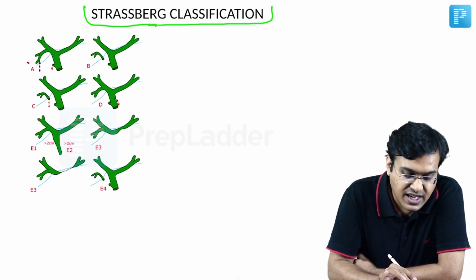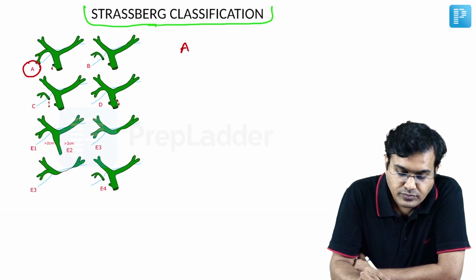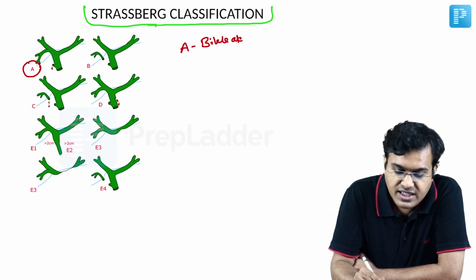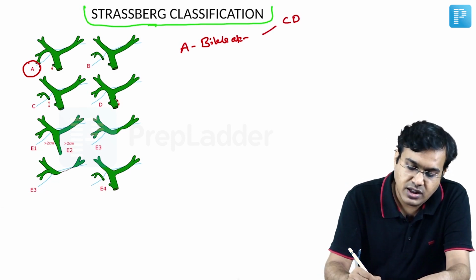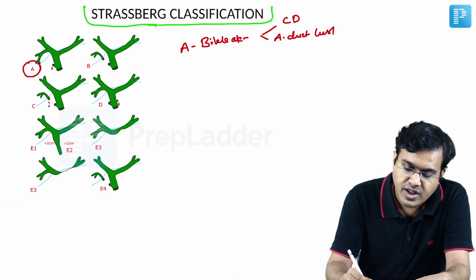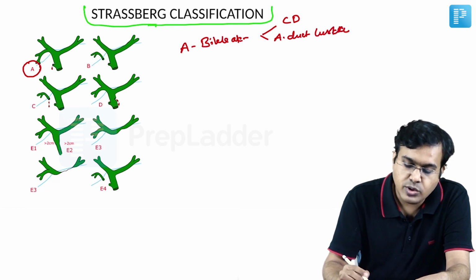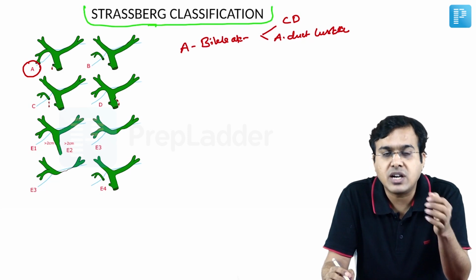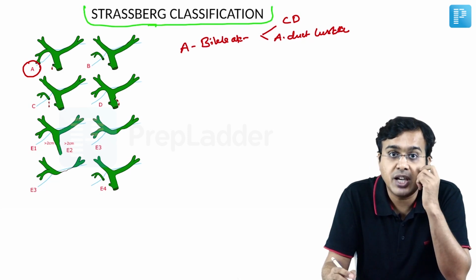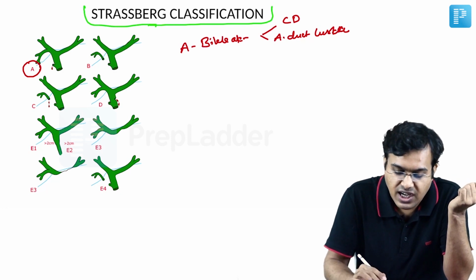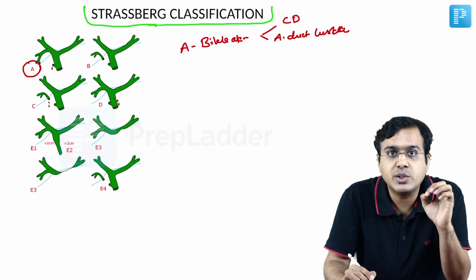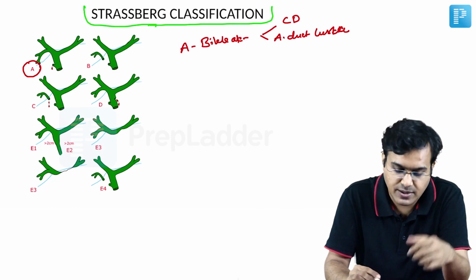Type A. Type A is basically what? There is a bile leak, and this bile leak is usually from what? Cystic duct, or it could be an accessory duct of Luschka, a minor duct. Okay, so a cystic duct stump blowout after laparoscopic cholecystectomy, or sometimes a minor bile leak from accessory duct of Luschka is type A bile duct injury as per the Strasberg classification.